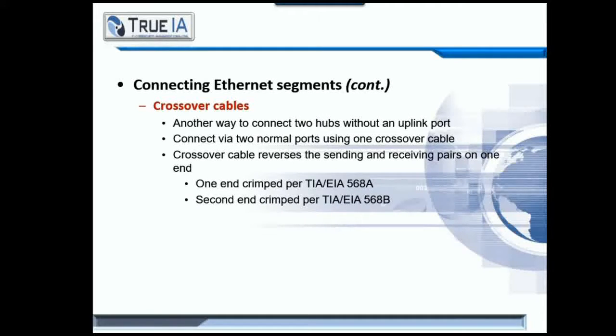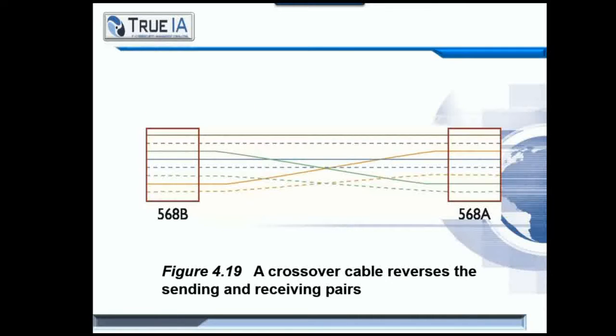Next, we'll talk about crossover cables. It's another way to connect two hubs without having to use an uplink port. You'll connect via two normal ports using what's identified as a crossover cable. The crossover cable reverses the sending and receiving pairs on one end. So when you're done, this is what it should look like.